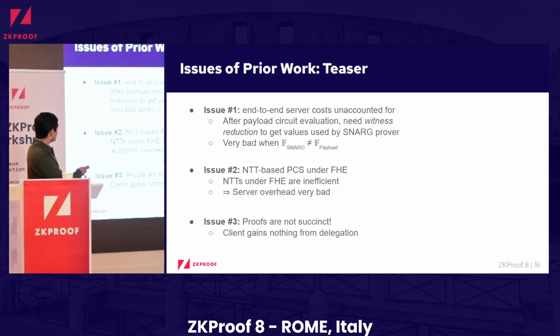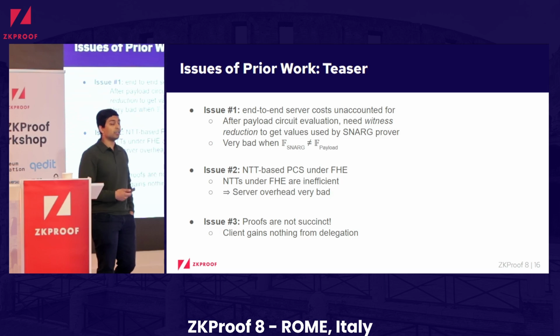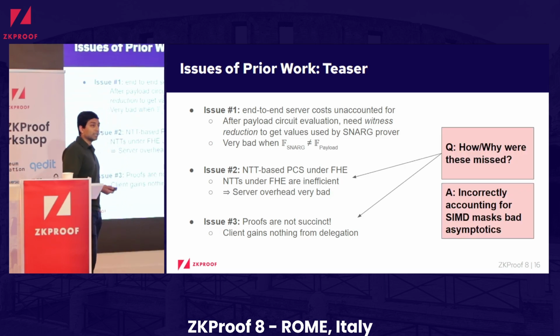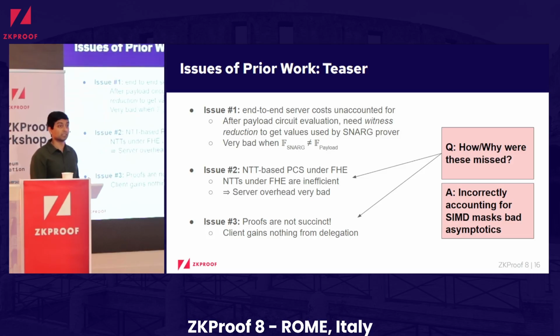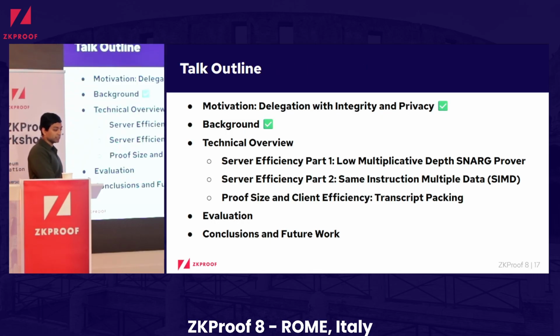And then finally, their proofs are not even succinct, right? Like the client of the previous schemes are not gaining anything from delegating. So the natural question you might ask me is like, how and why were these things missed, right? And the answer is that it stems from incorrectly accounting for SIMD, and this masks the bad asymptotics of previous schemes. And if you don't know what SIMD is, hopefully you stay tuned. I'll get to it in just a couple of minutes. So here's the talk outline. I'm going to overview our construction, and then I'll tell you about the evaluation of it and conclude and what the future directions are.